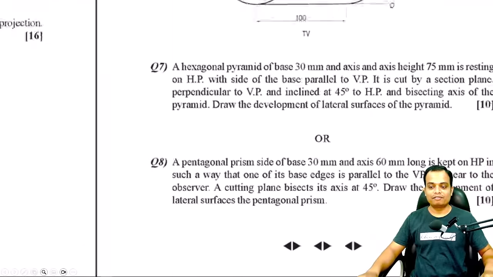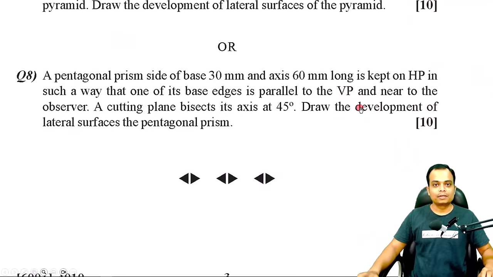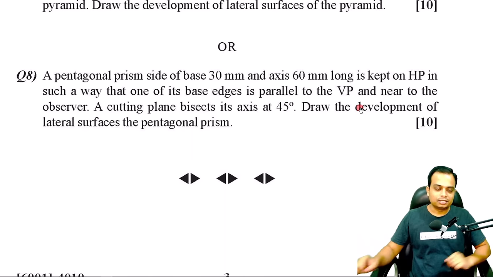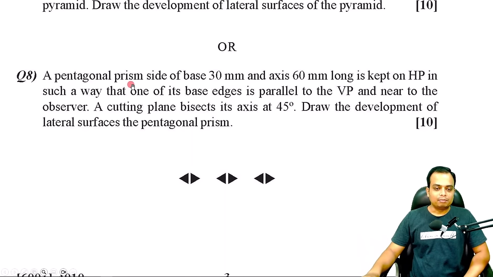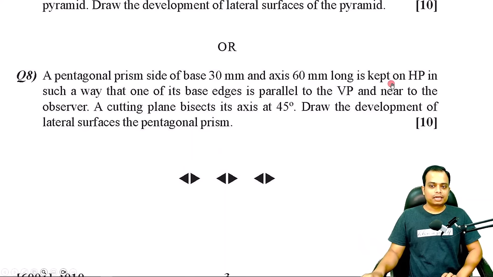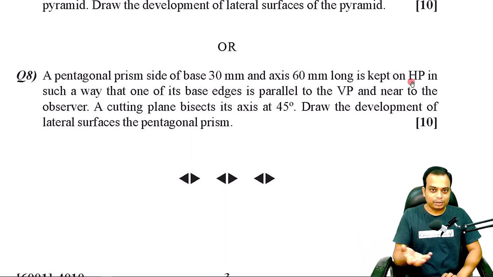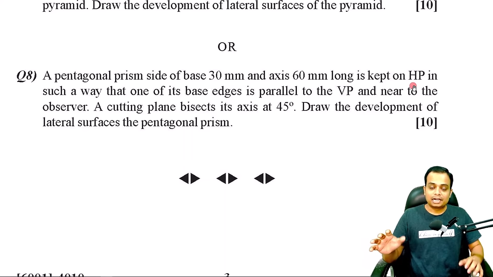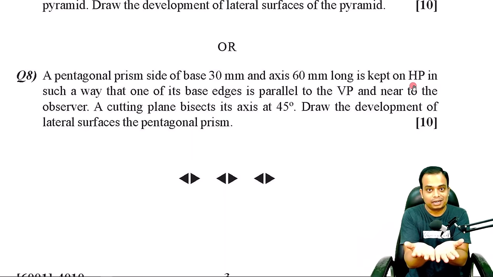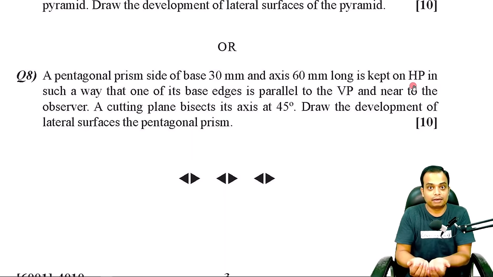Let's read the final problem, and it is based on development of surface of hollow solids. Here we go. A pentagonal prism side of base is 30 mm and axis 60 mm long is kept on HP. Kept on HP about what? With respect to its base on HP or with respect to its face on HP? Whenever you give any question, there has to be clarity. Okay. I'm assuming that it has been kept with respect to its base. The base is pentagonal shape on HP. Okay. That's what I am assuming.